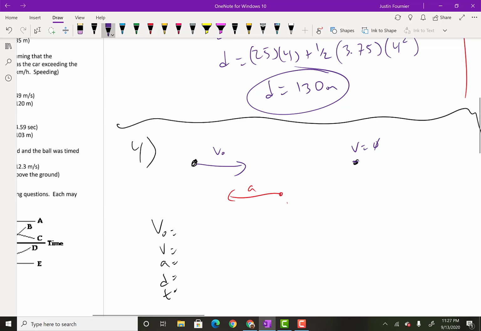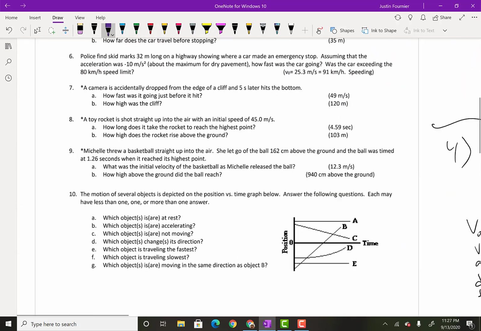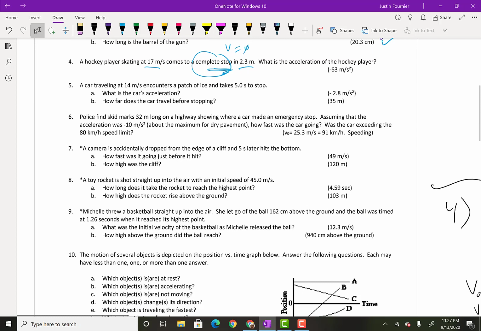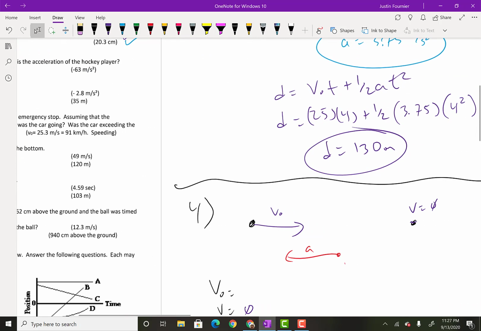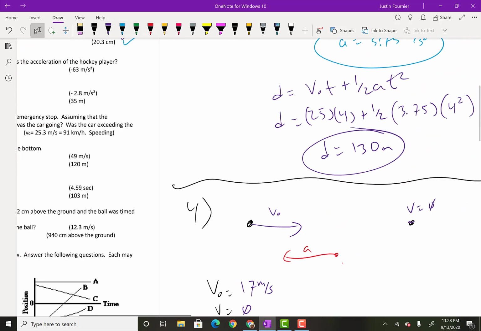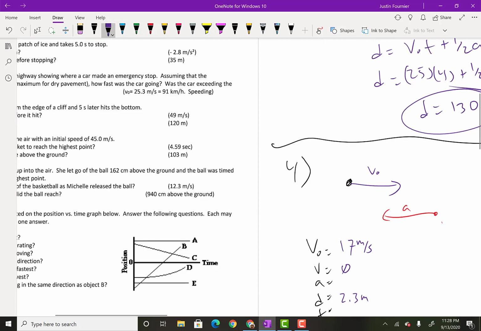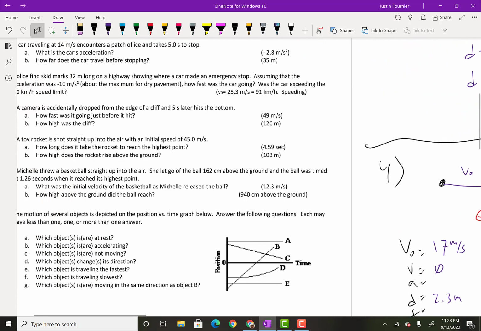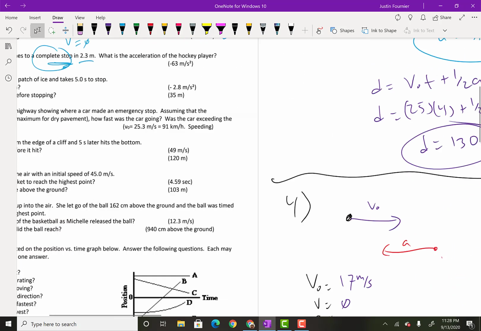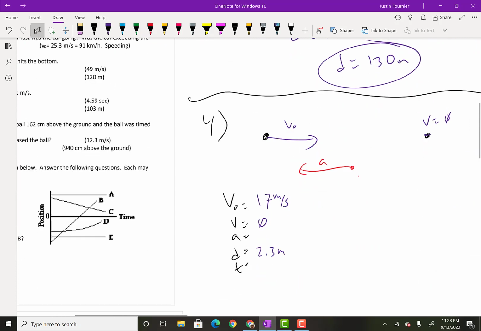We know the final velocity is 0. The initial velocity is 17 meters per second. And the hockey player stops in 2.3 meters. We're trying to find out the acceleration.